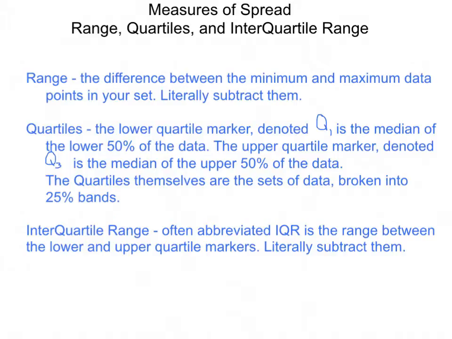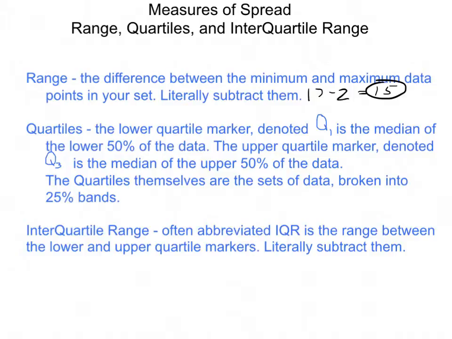So first of all, the range. The range of a set of data is simply the difference between the minimum and the maximum data points in your set. Now that doesn't mean the range is, quote, from 2 to 17. It means you literally subtract those things. If your minimum point is 2 and your maximum point is 17, then the range is 15. It is literally a measurement of the difference between the minimum and the maximum data points, okay?